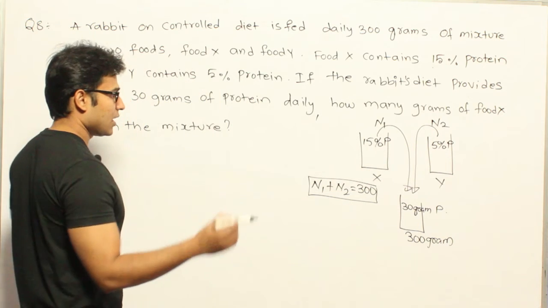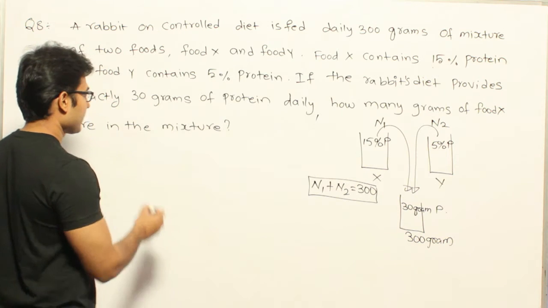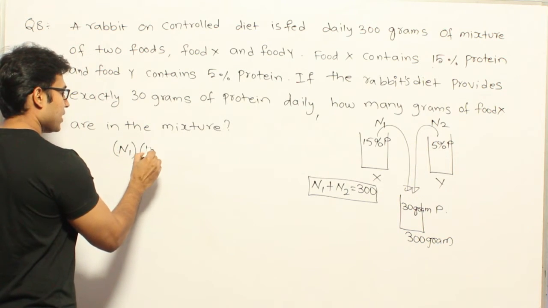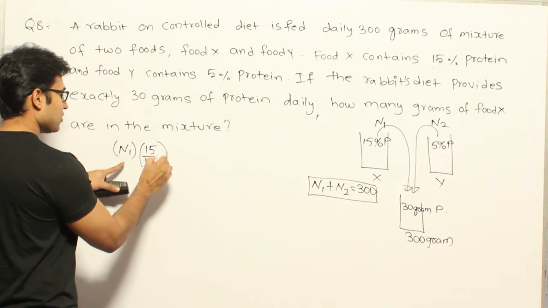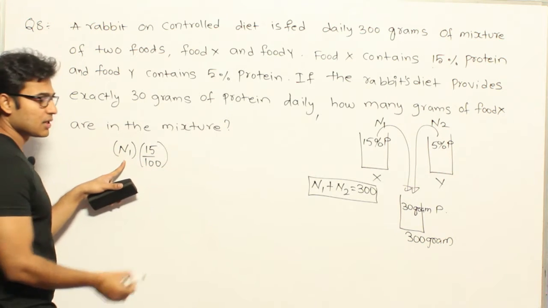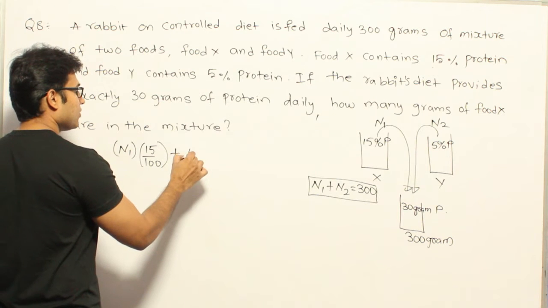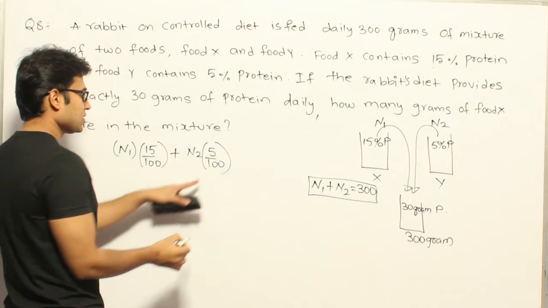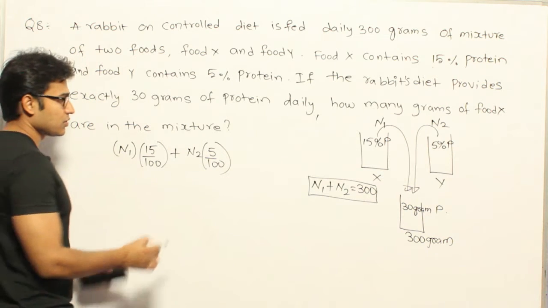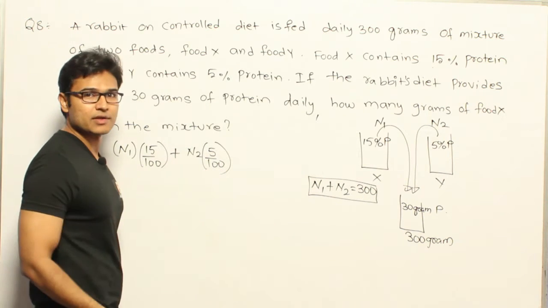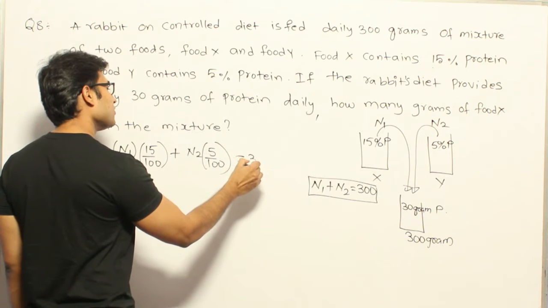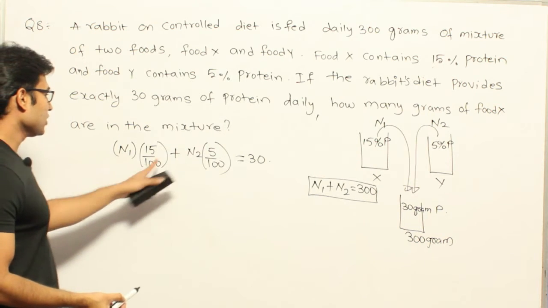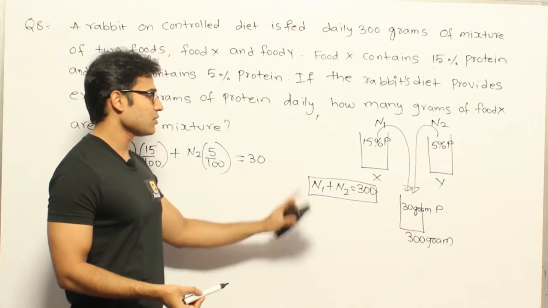So one other equation which you can form is N1 into 15 by 100, which means 15% of N1 grams is going to be protein, plus N2 into 5 by 100, which means 5% of N2 grams is going to be protein. So this is the total protein you are getting into the final mixture, and they are saying that it is equal to 30. This is the other equation, right? Now from these two equations you are supposed to find out the value of N1.